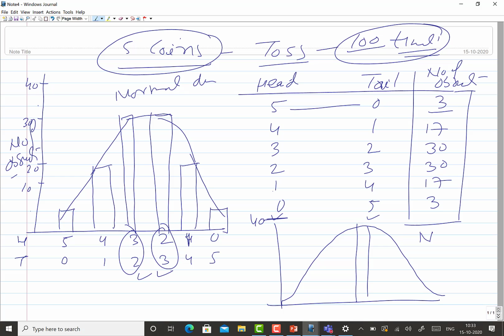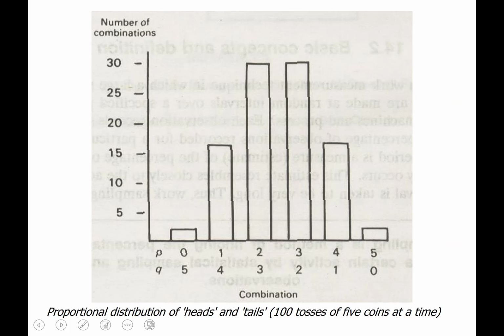Highest tendency, or the number of observations, will correspond to these two, and the number of observations corresponding to these extremes will be very low. So how to quantify this? For this we have to use statistical principles, and when it is plotted, it comes out like this, the different combinations, right?